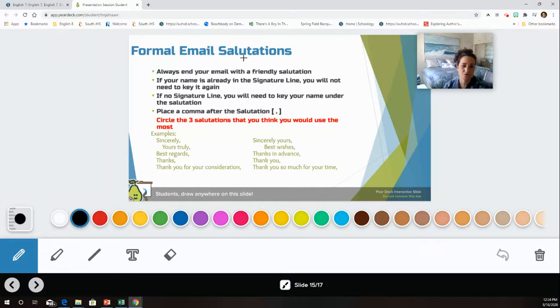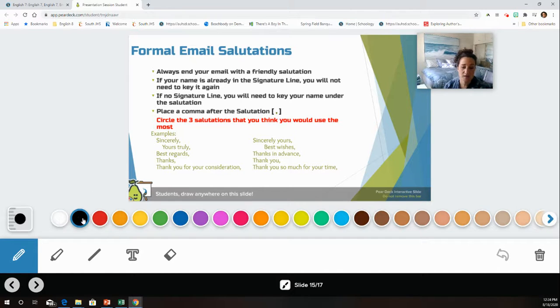Formal email salutations. So always end your email with a friendly salutation. That means kind of like your signature. If your name is already in your signature line, you won't need to key it in again. If there's no signature line, you'll need to write your name under the salutation and place a comma after it. So for example, circle the 3 salutations that you think you would use most. Here's some examples. Sincerely, yours truly, best regards, thanks, thank you for your consideration, sincerely yours, best wishes, thanks in advance, thank you so much for your time.